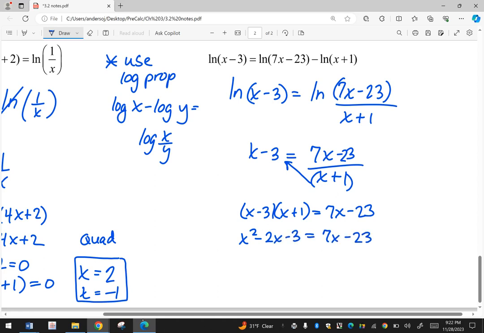Again, I have a nice quadratic that I can work with. If I subtract 7, it will give me 9. If I add 23, it will give me 20. I can factor it, and I can solve.